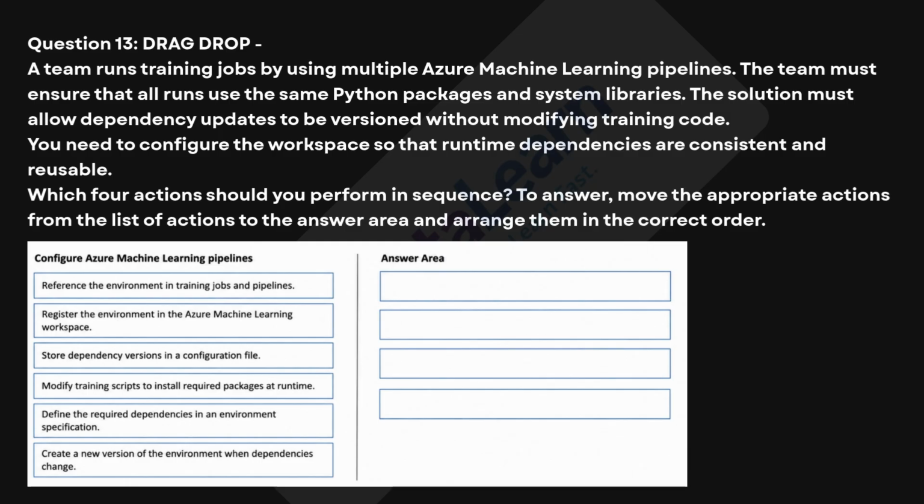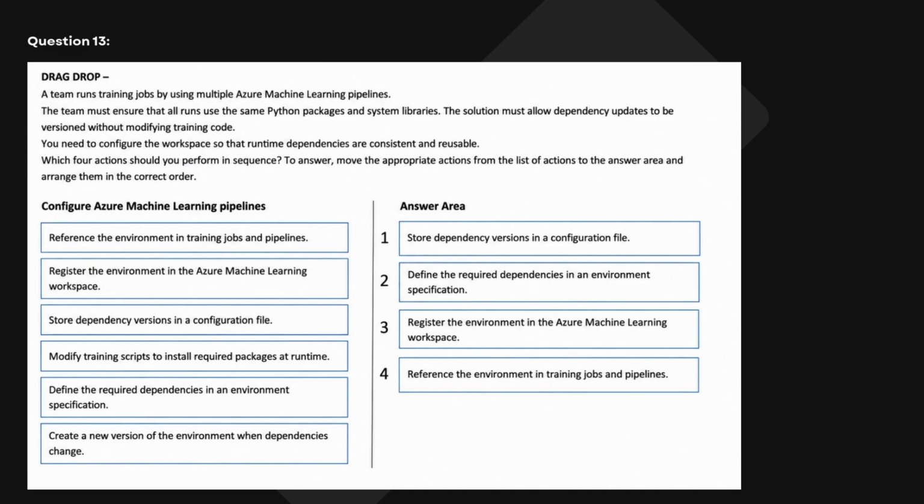To answer, move the appropriate actions from the list of actions to the answer area and arrange them in the correct order. A. Store dependency versions in a configuration file. B. Define the required dependencies in an environment specification. C. Register the environment in the Azure Machine Learning Workspace. D. Reference the environment in training jobs and pipelines. E. Modify training scripts to install required packages at runtime. F. Create a new version of the environment when dependencies change. Correct answers are A, B, C, D.